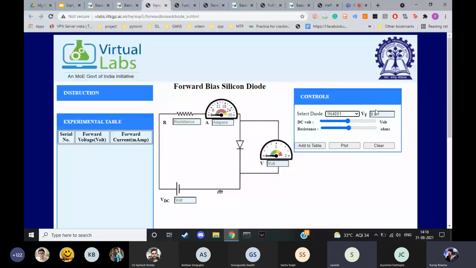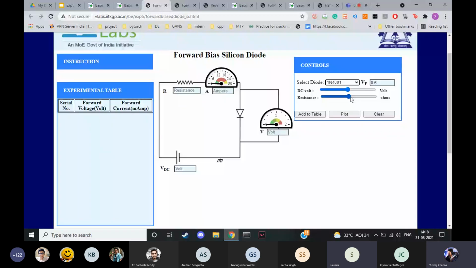Sorry, Yuvraj, because I think there is a lag. Please be a bit slow, okay? Okay. Yeah, your screen is now visible. You please carry on, but be a bit slow because there is a lag.